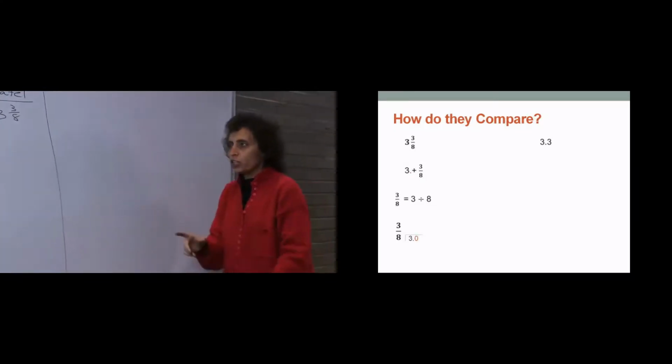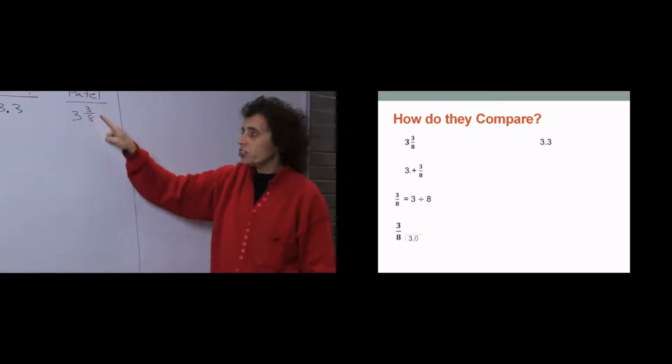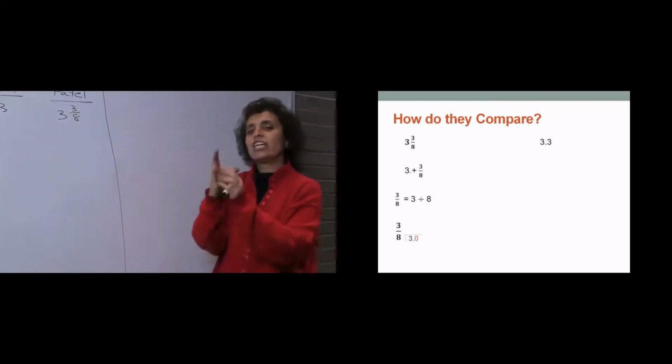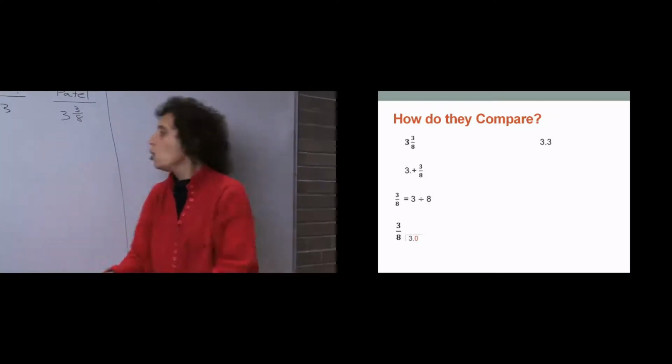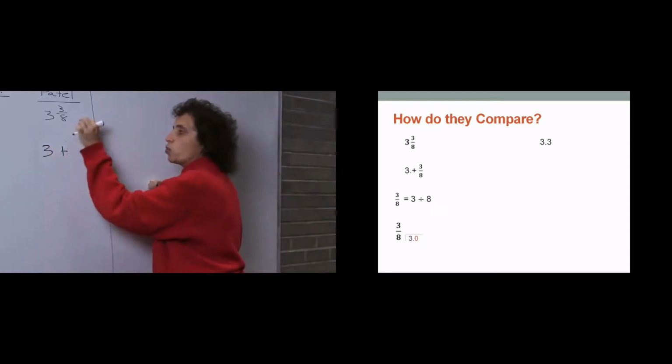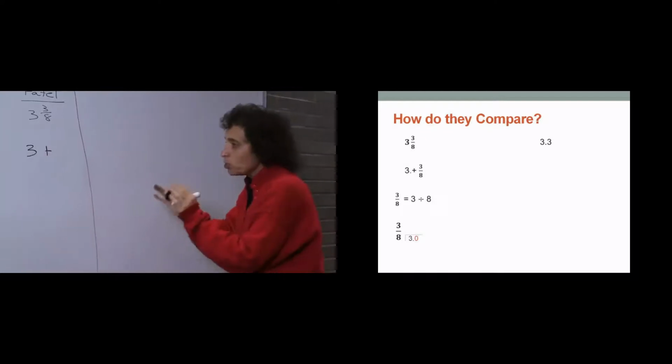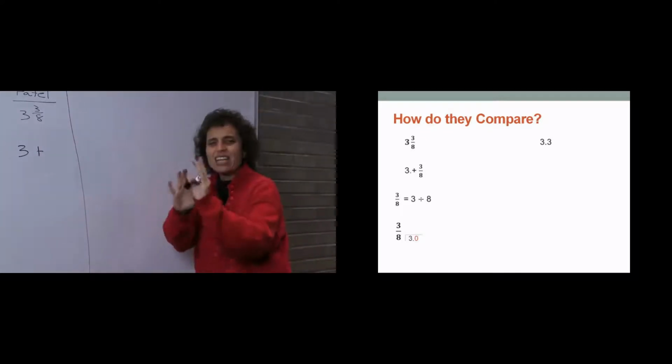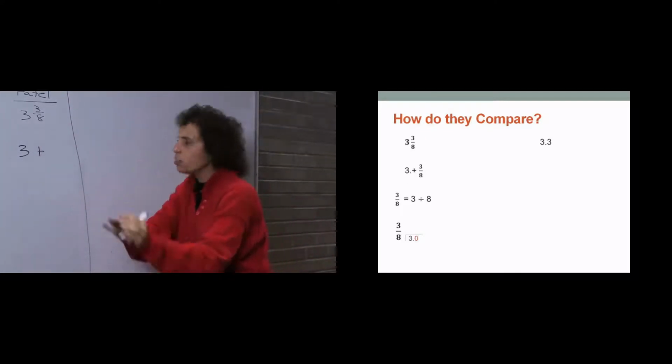There's two ways we can do it. We can either change this to an improper fraction and change that type of fraction to a decimal, or we can just say 3 plus whatever 3/8 is. So I'm going to do it that way. I just think that's a little easier, but it does not matter. I'll do it both ways if you need to see it.